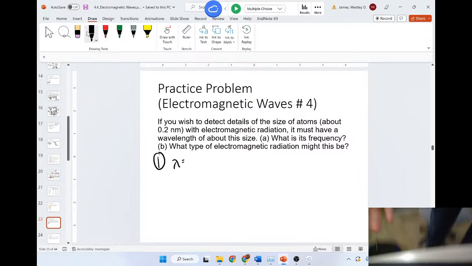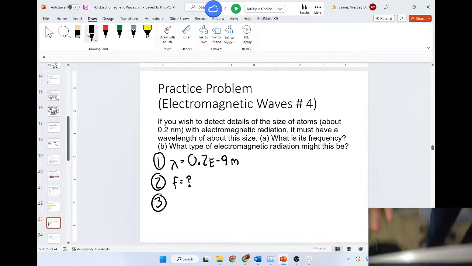So its size is 0.2 nanometers, which means, how do we approach this problem? I need a wave with roughly this size or smaller. A smaller wave is fine, but I can't have a wave that's bigger than this and get good resolution. As it says here, it must have a wavelength of this size. So, there you go. That's all it's given. What's its frequency? F equals mystery.